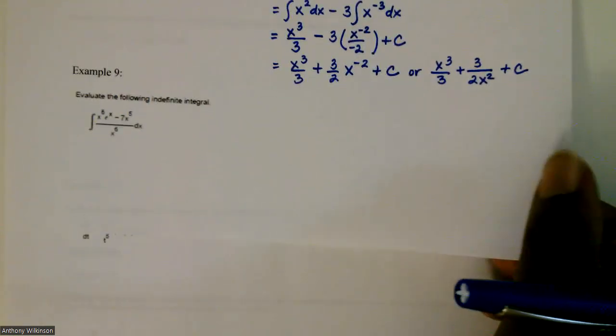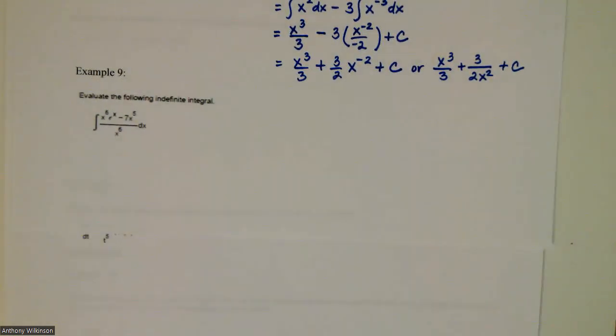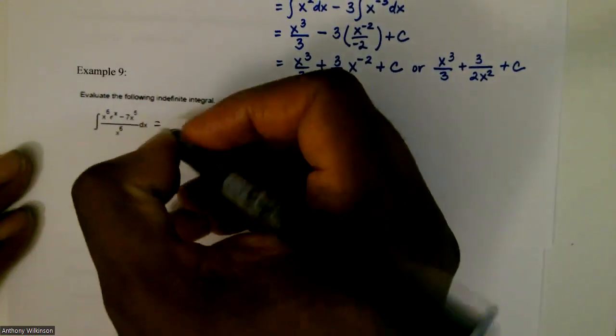Okay, example 9. Here we got x to the 6 times e to the x minus 7x to the 5th divided by x to the 6. And that's with respect to x. Okay, I'm going to use a different pen here.